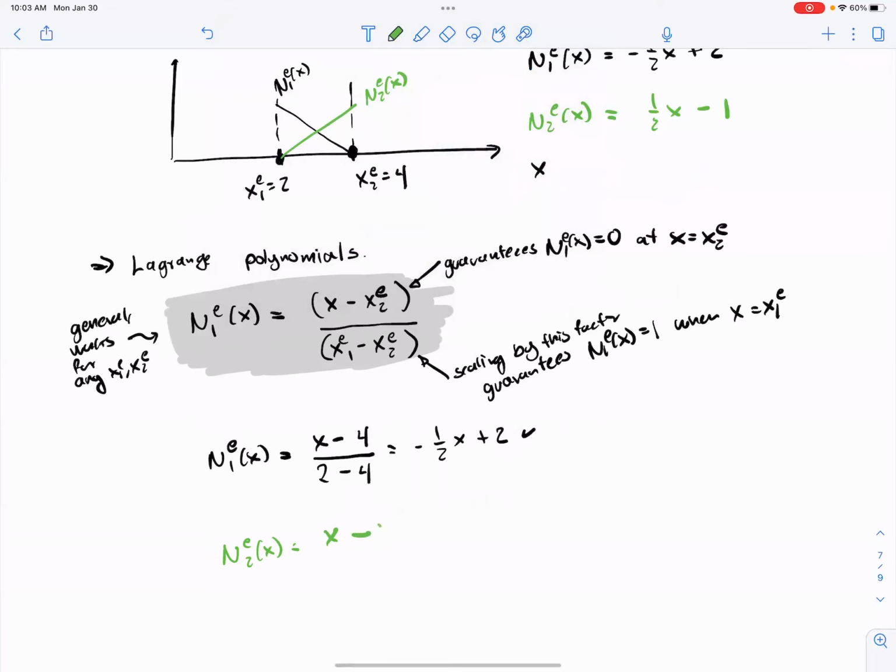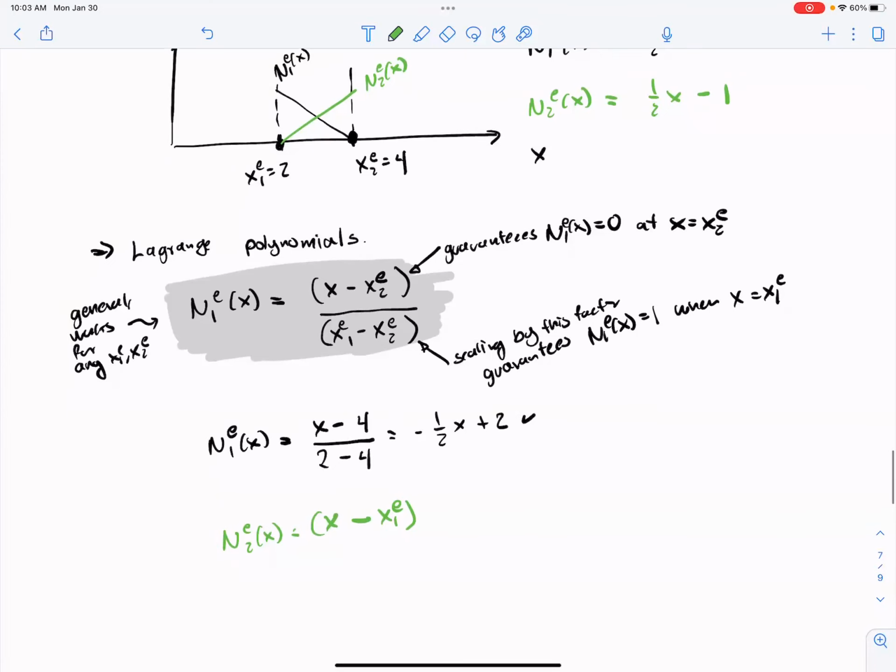So at the top, I'm just gonna put x minus x1e. That guarantees that it's 0 at x1. And then to make sure that it is 1 at x2, I just need to use the correct normalization. It's just x2 minus x1. If I do that, then I'm basically guaranteeing the two things that I want: 0 at a corresponding point, 1 at the other point.